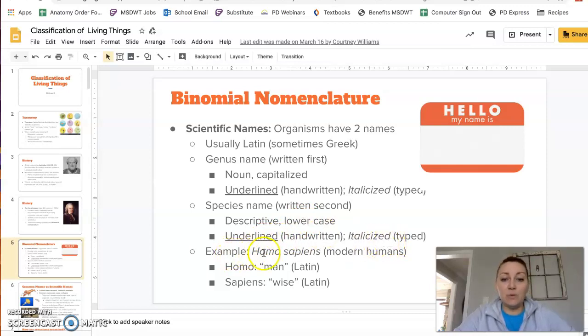And then when we look at modern humans, Homo sapiens. Homo means man, that's a noun. And then sapiens means wise, which is a descriptive word, an adjective. So we have wise man, that's modern day humans.